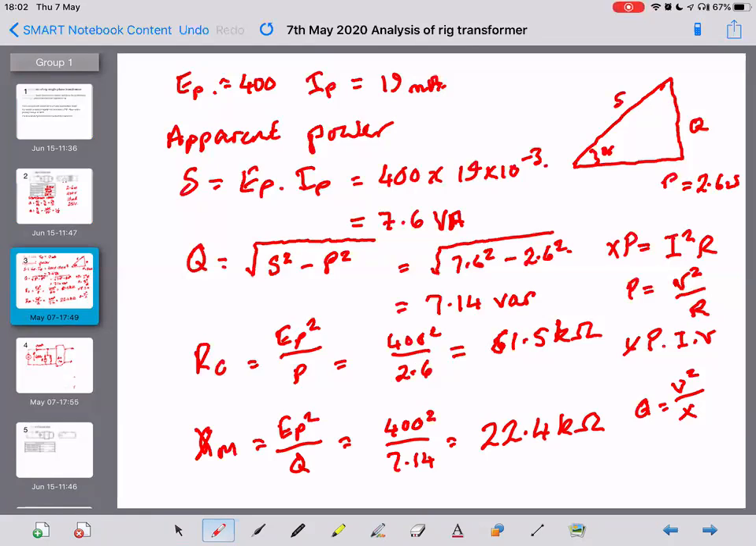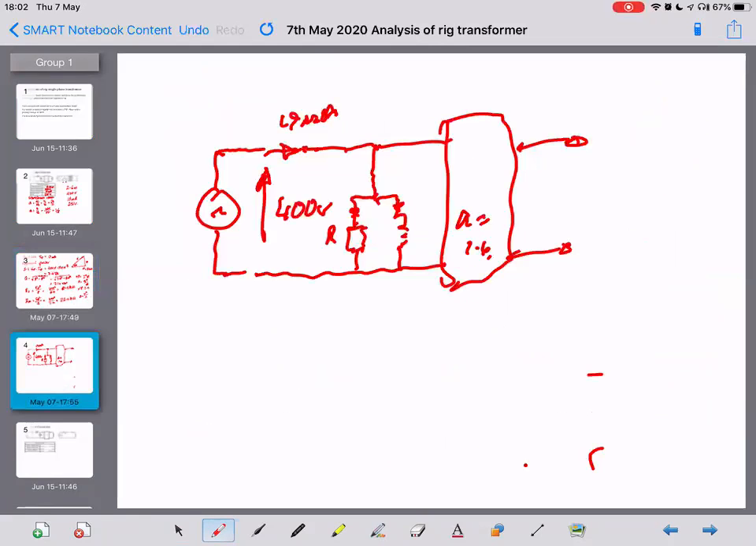You all got what you want from that? So these two component values we got: RC is equal to 61.5K and XM is 22.4K.